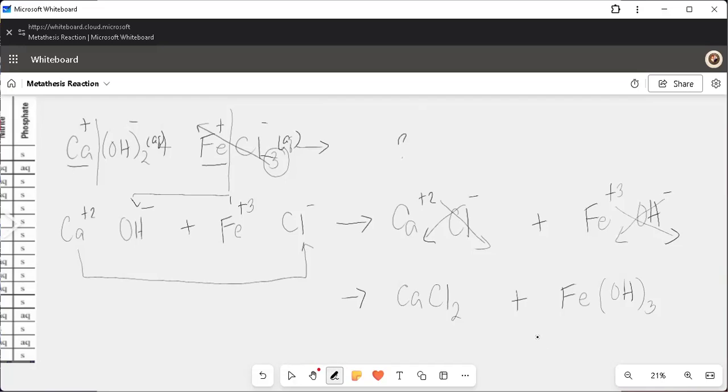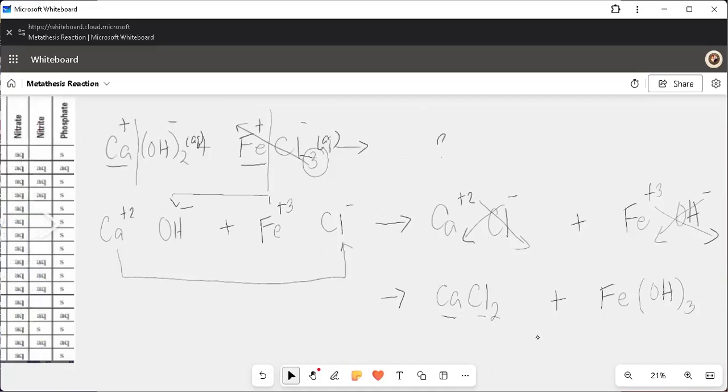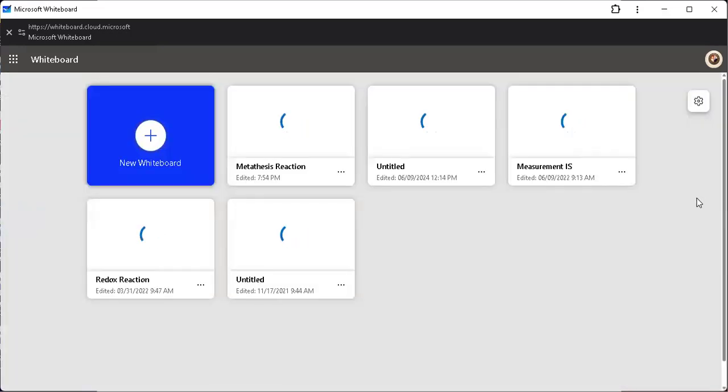Next question is, how will you now describe the compound's form? Are they both aqueous, or one of them will become precipitate, or both of them will become precipitate? So let us check now the table. You see here, it is now a combination of Ca and Cl. So look at the table.